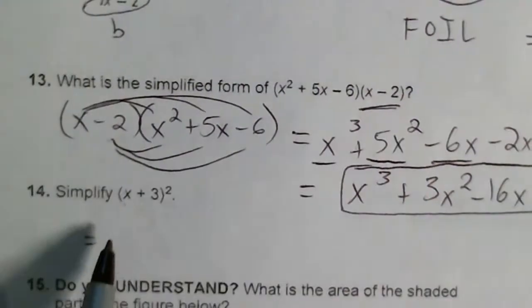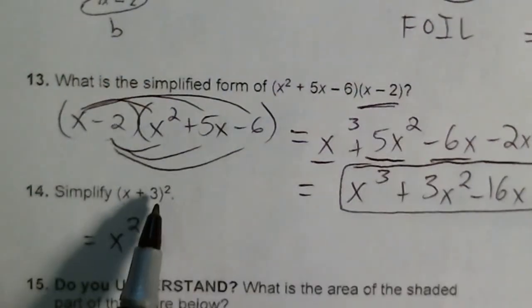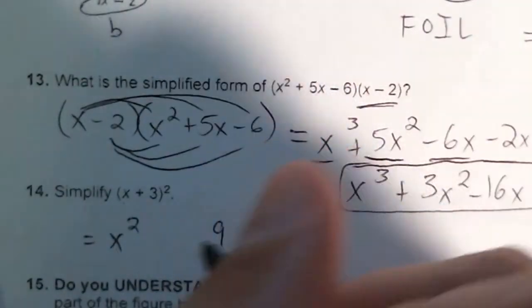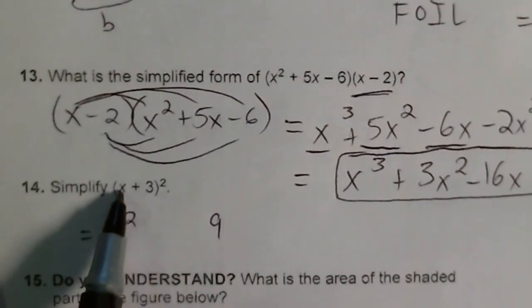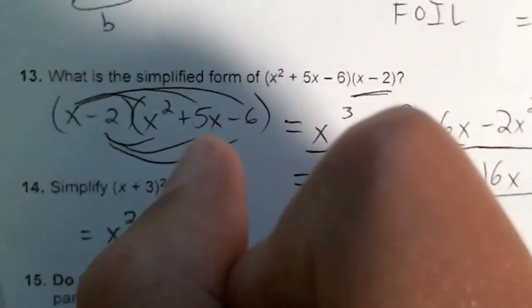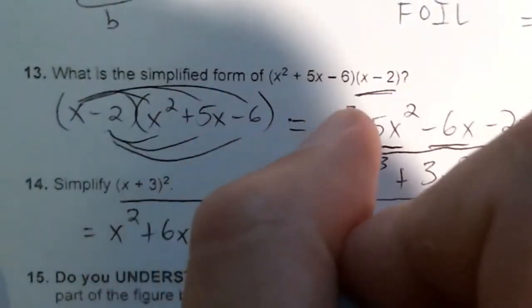So when I square the first term, x times x is x squared. I square the back term. 3 squared is 9. Okay, so those are my first and third terms. To get the middle term, I multiply 3 times x, which is 3x, and I double it, which is 6x. So that gives me x squared plus 6x plus 9.